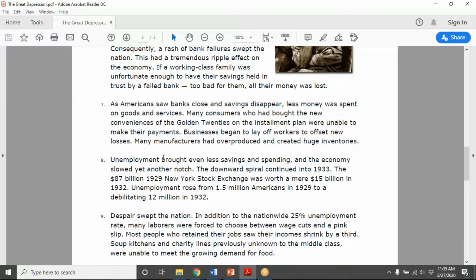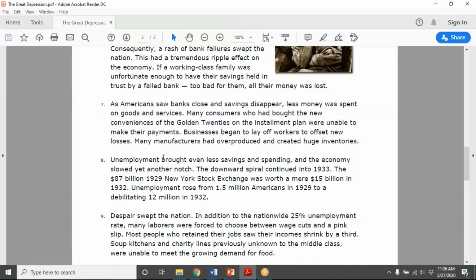Jasmine, could you read paragraph 7? Sure. As Americans saw banks close and savings disappear, less money was spent on goods and services. Many consumers who had bought the new conveniences of the Golden Twenties on the installment plan were unable to make their payments. Businesses began to lay off workers to offset new losses. Many manufacturers had overproduced and created huge inventories.